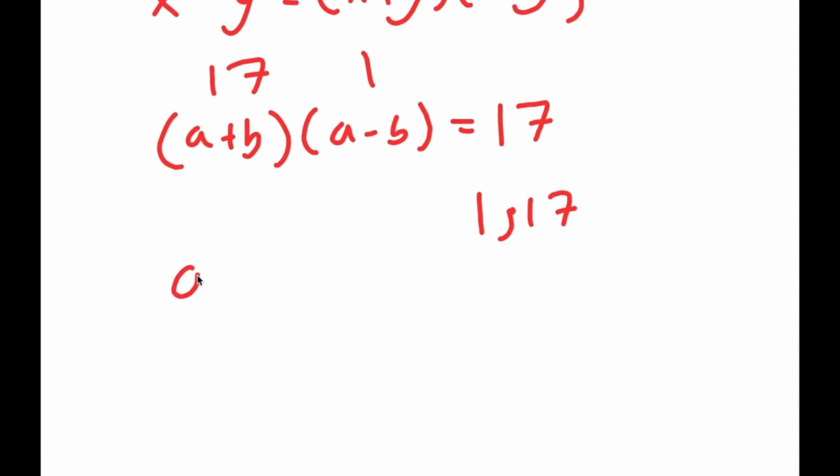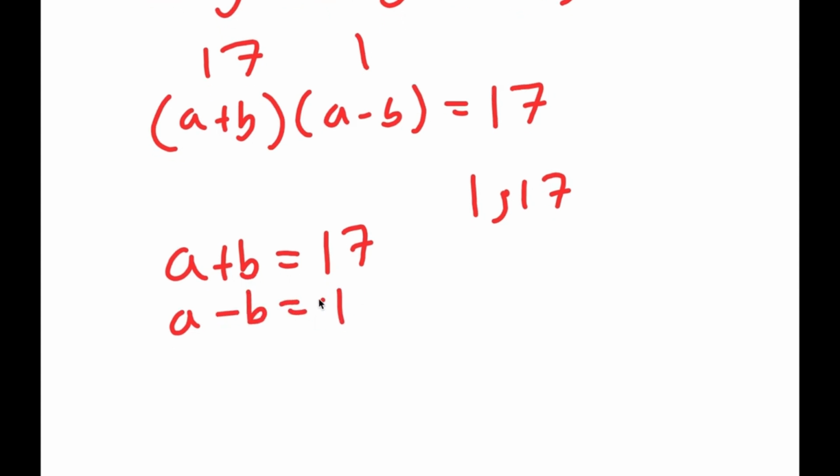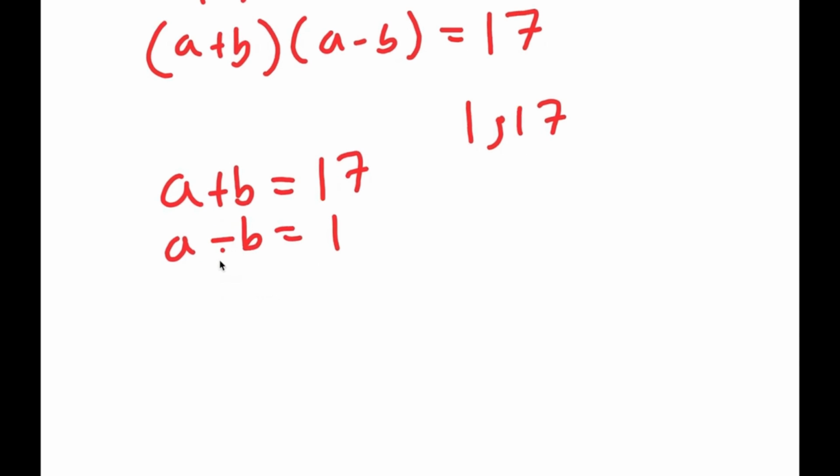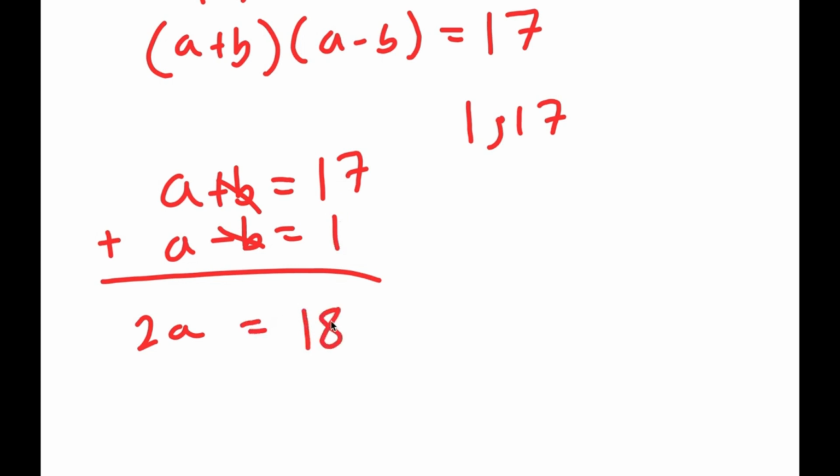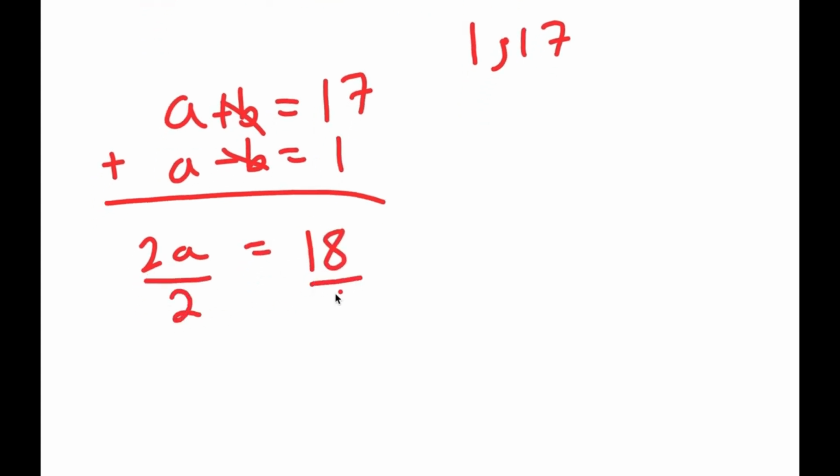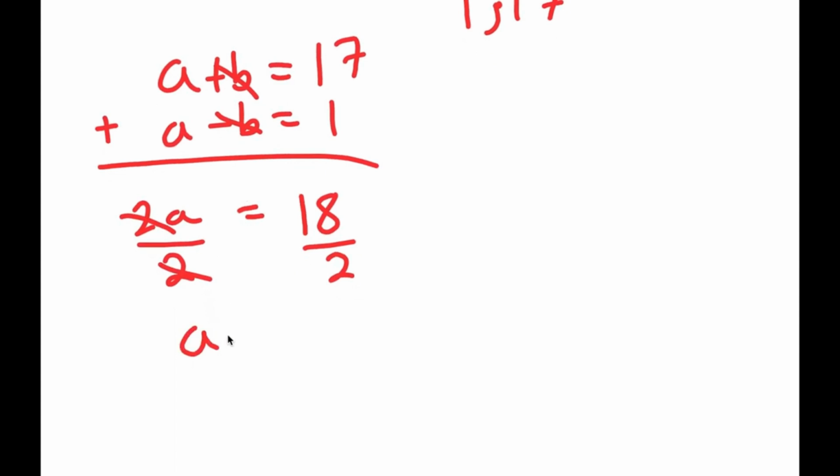Meaning, I have two equations, a plus b equals 17 and a minus b is equal to 1. So now what I'm going to do is add these two equations together. A plus a is 2a, b minus b is 0, so these two cancel out, and 17 plus 1 is 18. So I get 2a equals 18, and if I divide both sides by 2, I get a is equal to 9.